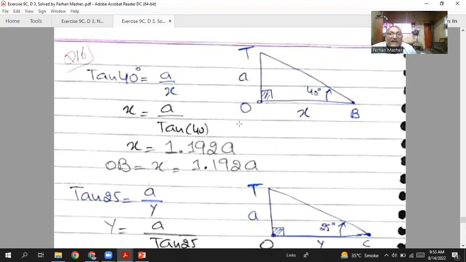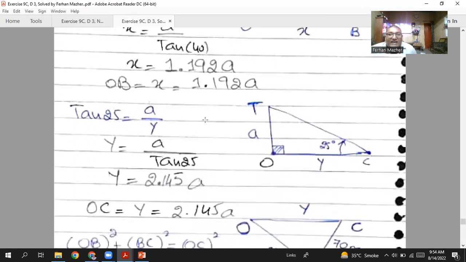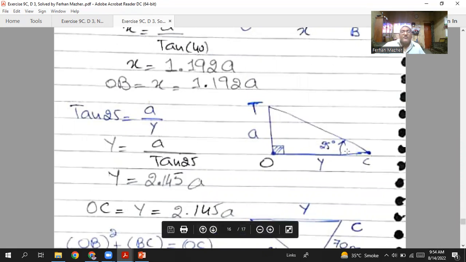So the value of X will be 1.192A. A is the height of that tower. We still have to find that out. That's the actual question. Okay, then I will take the other right angle triangle, EOC, and the angle here is 25. And suppose this side is Y.